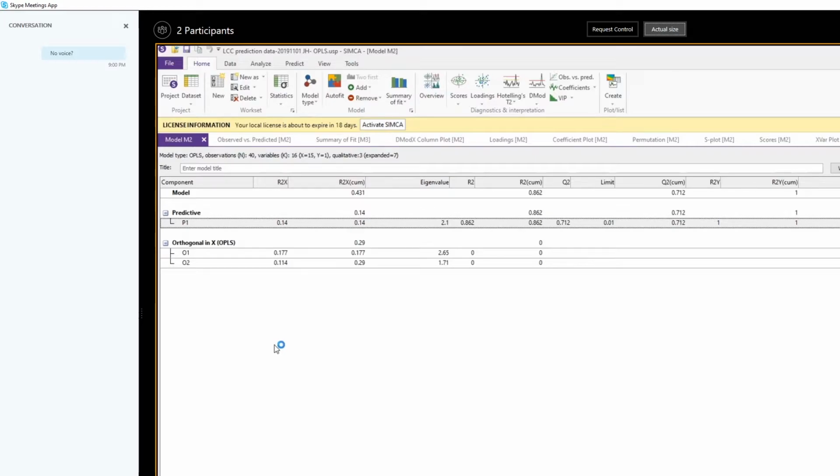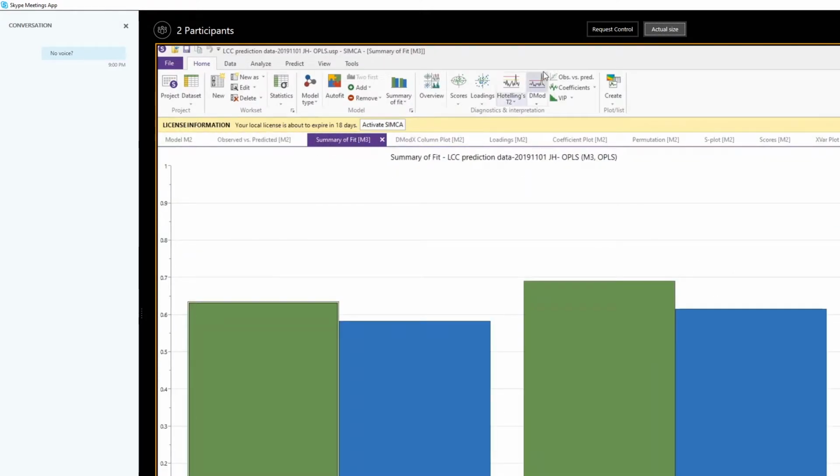But that's not necessarily a good model. So the aim is to try and do it with as few as possible. So generally in OPLS, you're really focused on the predictive part, and then everything else is more likely to tell you that there's other things in the system that are dependent on each other rather than dependent on the Y variable.